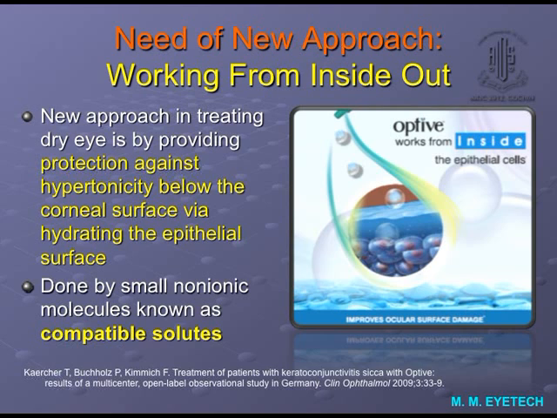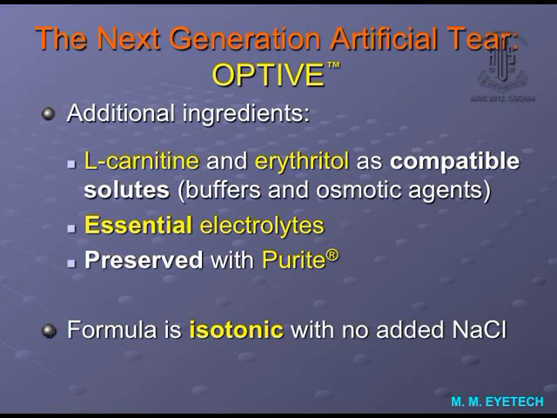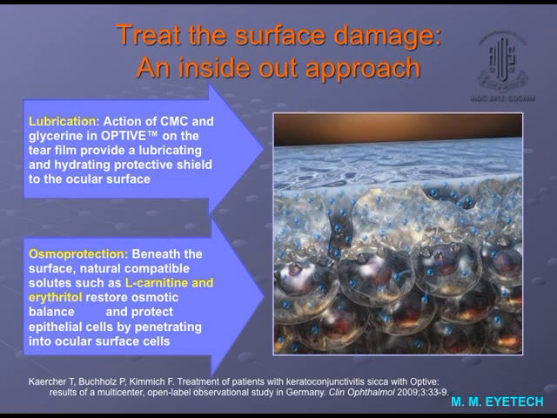And the methodology being used is to incorporate these compatible solutes, which, like I said earlier, are small non-ionic molecules, within the eye drops to help protect the corneal surface from within. And L-carnitine and erythritol are used as compatible solutes along with essential electrolytes in these formulations, which are going to be osmoprotectant to the corneal surface, thereby lubricating the surface by any of the polymers like carboxymethyl cellulose and glycerine in this formulation, and using L-carnitine and erythritol to restore the osmotic balance beneath the surface.